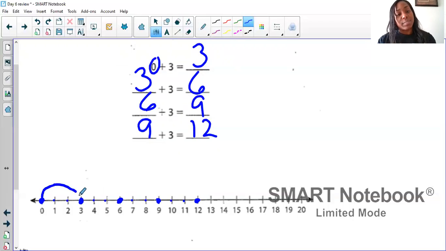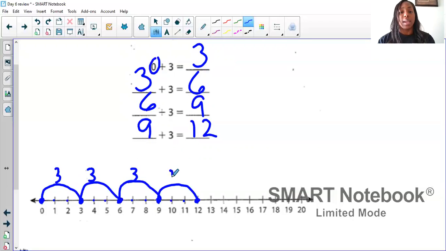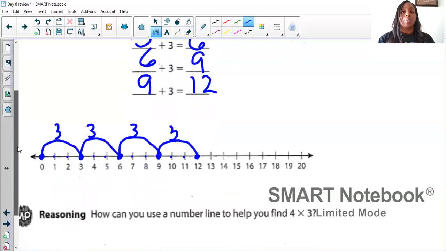So remember, we have to connect the dots. So it's 1, 2, 3, 4. So how many jumps did I just make? I made 4 jumps. And how many spaces did I skip over at a time? 3. So 3, 3, 3, and 3. Sorry, my 3s don't look so good, guys. Kind of hard to write with a mouse.